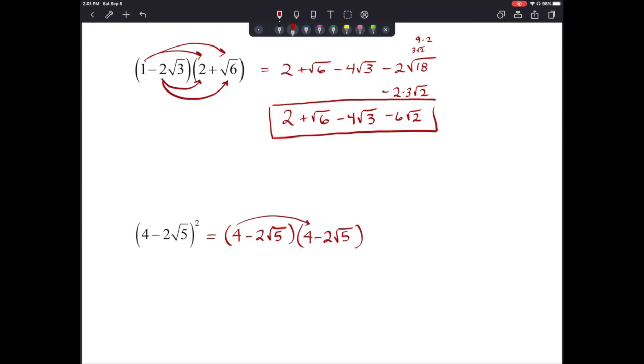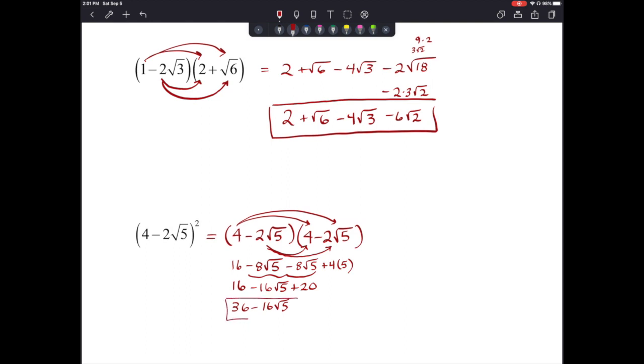We're going to do 4 times 4 is 16. 4 times 2 radical 5 is going to be negative 8 radical 5. And then we're going to get a second one of those. And then negative 2 radical 5 times negative 2 radical 5 would become 4 times radical 25, which is 5. Now that we've got that, we can start to combine our like terms. These two are going to go together. So 16 minus 16 radical 5 plus 20. Combine our 16 and 20 to get 36 minus 16 radical 5. And that is it right there.